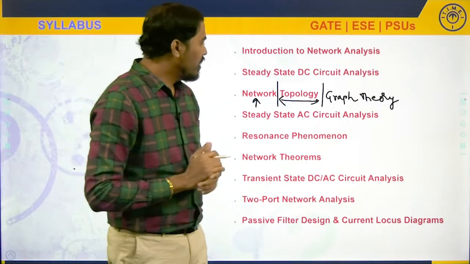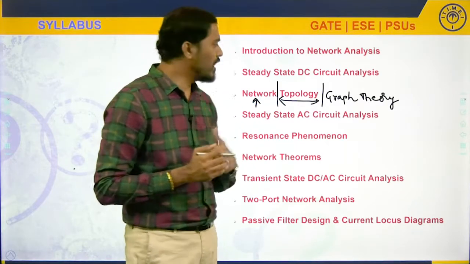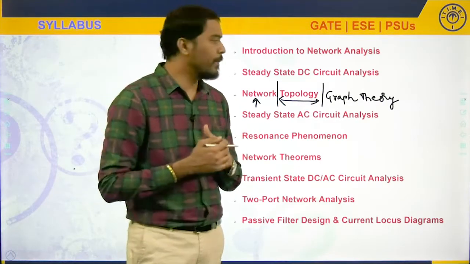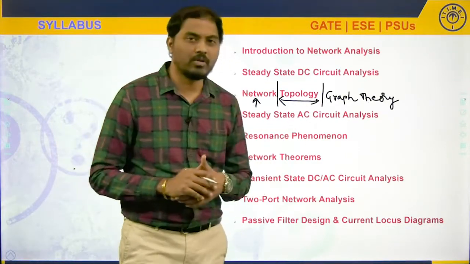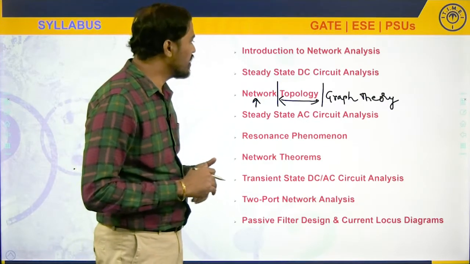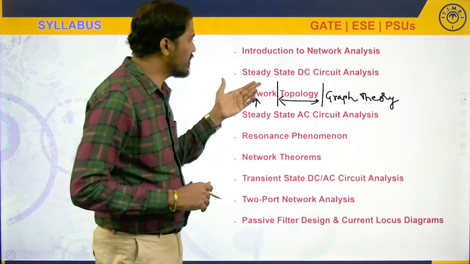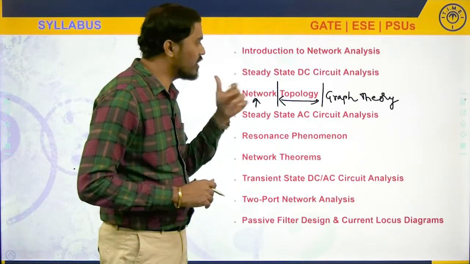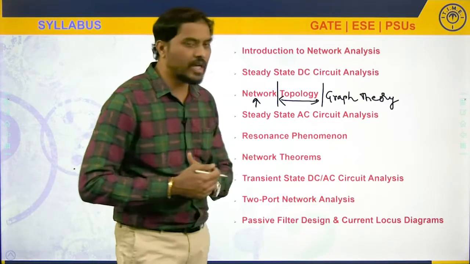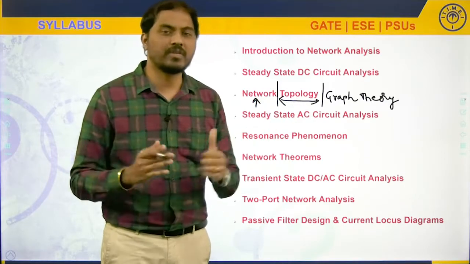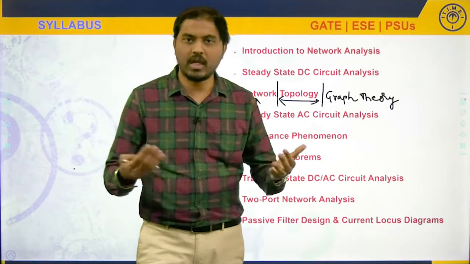Now, what exactly are we going to see in this network topology? Let me explain in a simple way. You might wonder what this topic is all about. I'll simply say that there is nothing much difference between chapter 2 and chapter 3. It means there is nothing much difference between steady state DC circuit analysis and this graph theory or network topology. What did we do in the second chapter? We took different varieties of circuits and we analyzed them. Analyzed means finding out currents and voltages.